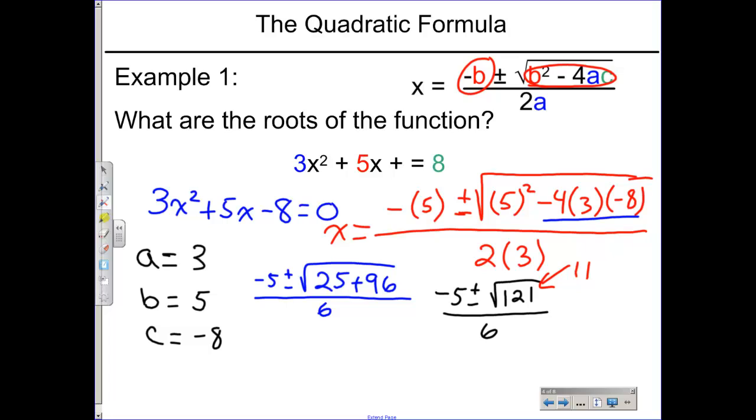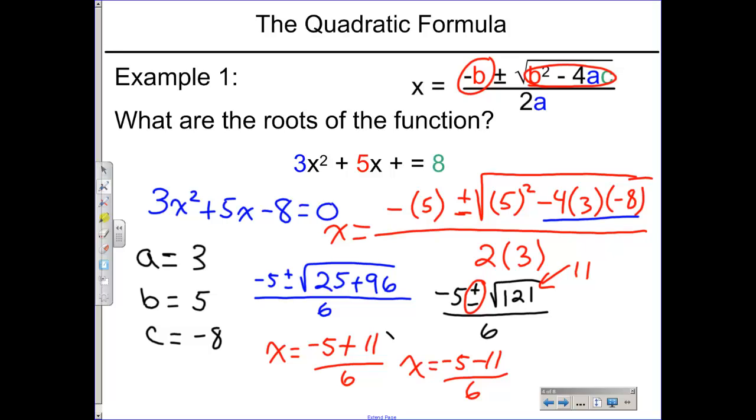So I'm going to write this as 2 separate equations. I've got x is equal to negative 5 plus 11 divided by 6, and x is going to equal negative 5 minus 11 divided by 6. That's where the plus and minus comes from. So I have one positive 11 and one negative 11 for 2 different roots.